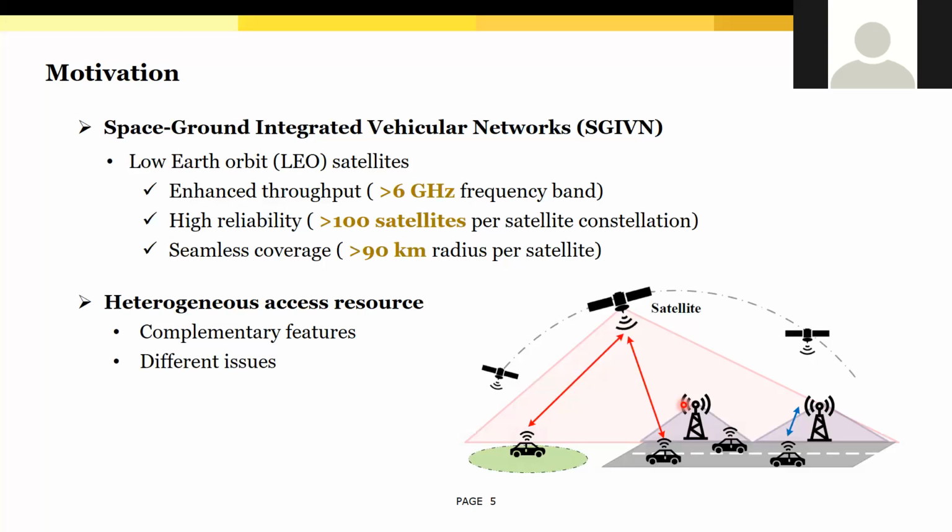For terrestrial networks, the limited and fixed base station coverage may result in frequent handovers for high mobility vehicles, thereby degrading IoV service quality. Thus, according to these distinct features, adaptively selecting the access mode for vehicles is a necessary building block for SGIVN resource management to improve IoV service quality and enhance the whole system performance.